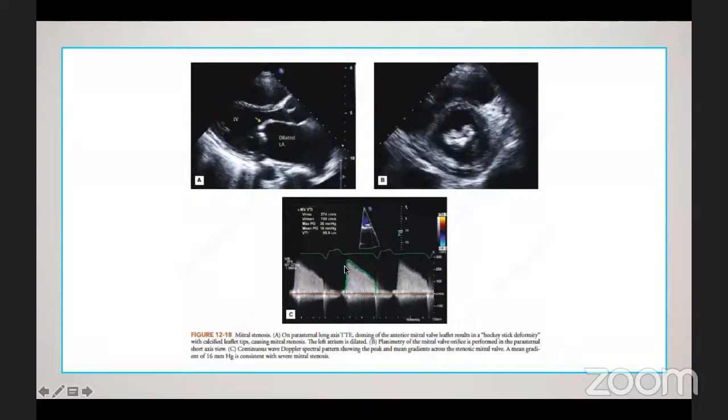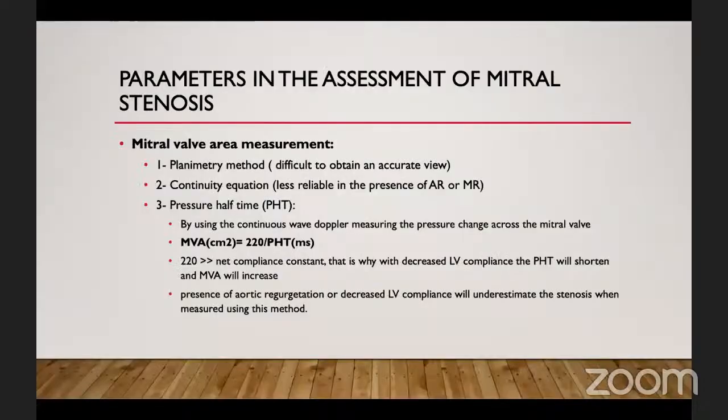We're going to speak about the gradient and the Doppler and how we use them to assess the valve area. First, as we said, is the visual assessment of leaflet thickness, calcification, and all of these things. Second, we need some quantitative or objective measures to judge whether the disease is mild, moderate, or severe. One of the important measures is the mitral valve area, or the orifice area. We have different methods to assess the mitral valve area.